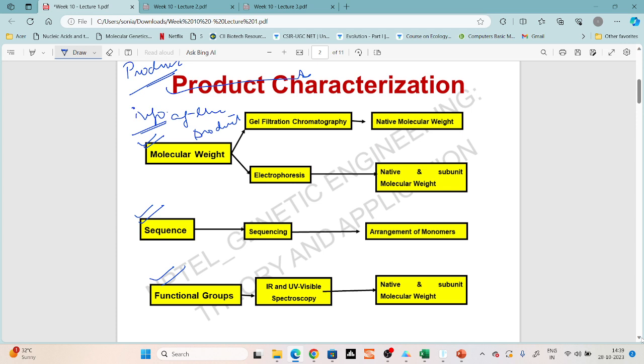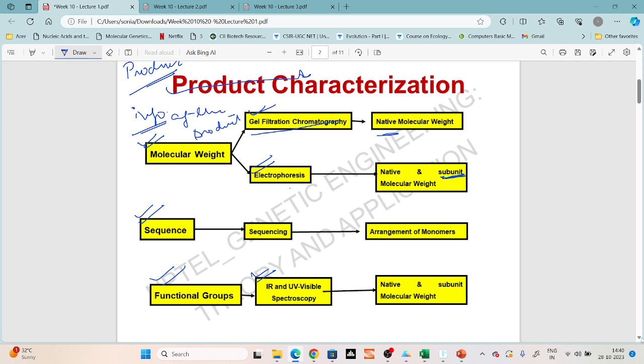You can determine molecular weight with the help of gel filtration chromatography or electrophoresis. You can determine the sequence with the help of sequencing techniques that you will be studying in this class. And you can determine functional groups with the help of spectroscopic techniques such as IR and UV-visible spectroscopy. With gel filtration chromatography, we can determine the native molecular weight, but with electrophoresis, we can determine the native as well as the subunit molecular weight.